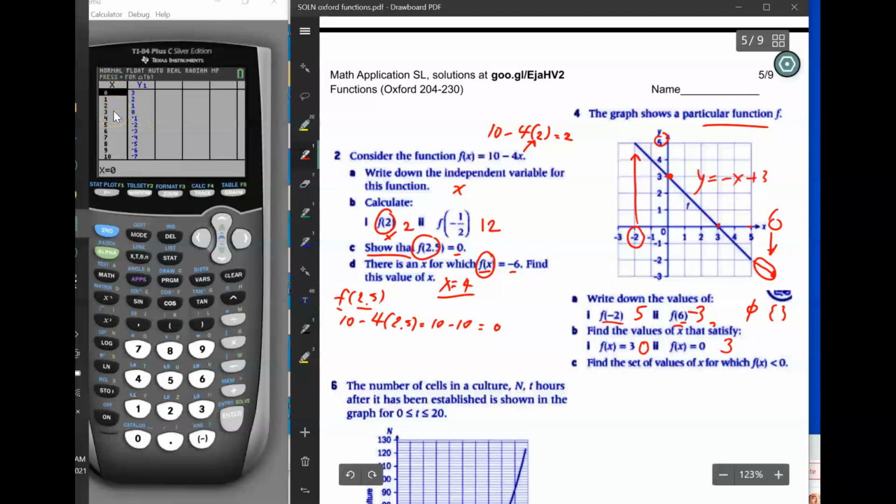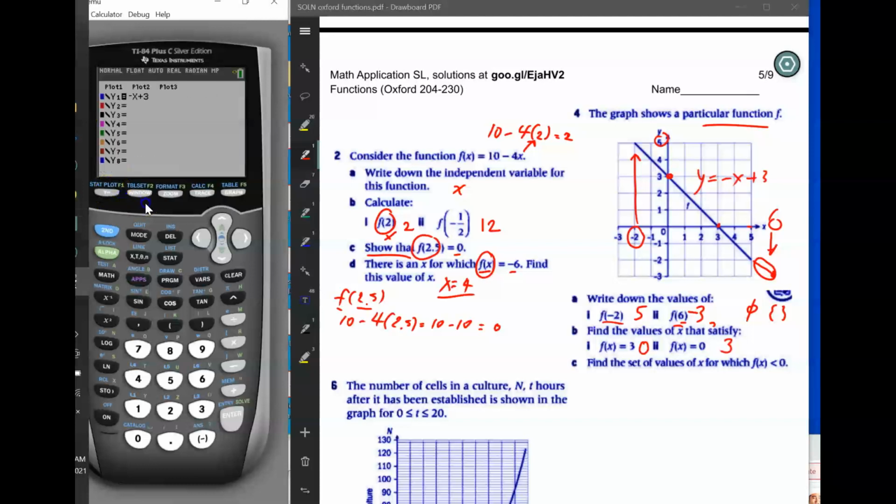Okay? And the other way you could find out when f of x equals 3, remember, is the second calc intersect method. And so I would put the function here, and then I would put the value 3 here, and then I would graph it, and it would give me a horizontal red line at y equals 3. And I would do second calc intersect, and it will give me the same answer.